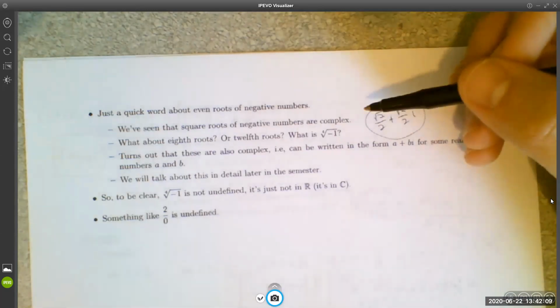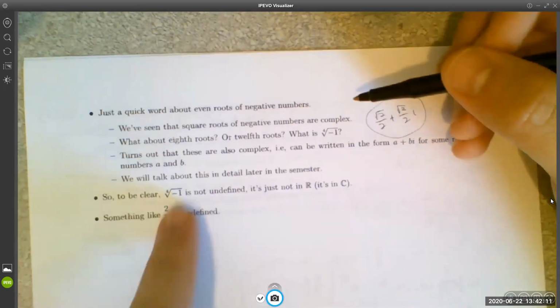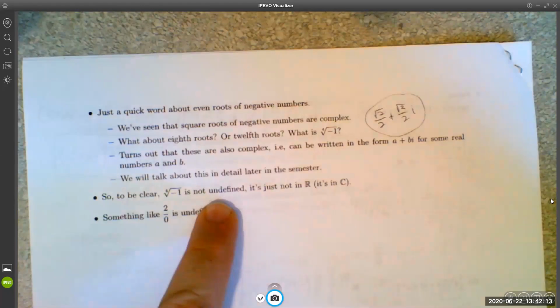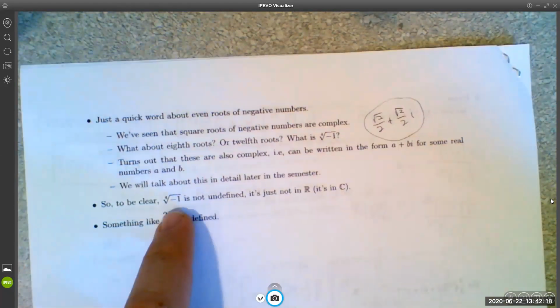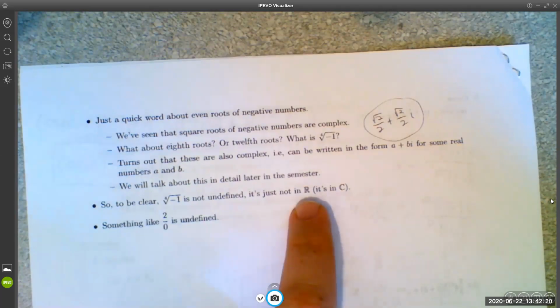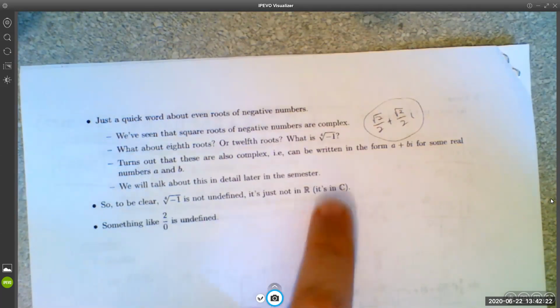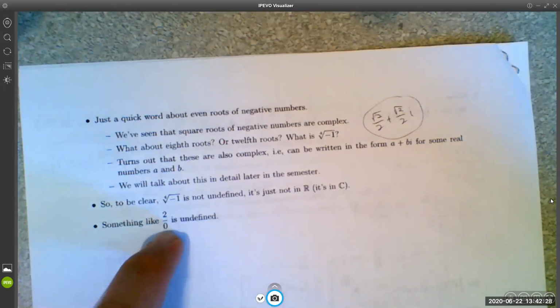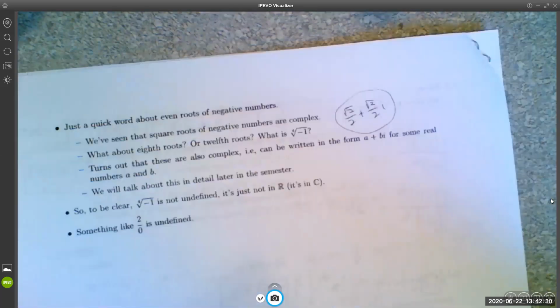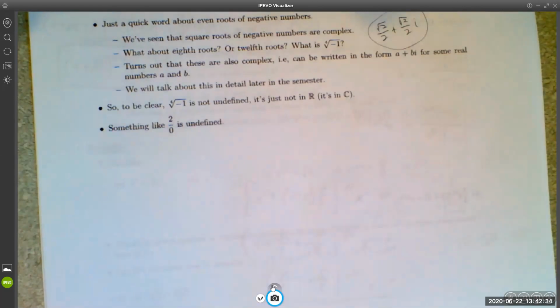But for now, what I want you to understand is that the 4th root of -1 is not undefined. It's defined, right? There is a 4th root of -1. It's just not a real number, right? It's a complex number. Whereas something like 2/0, now that is undefined. That's nonsense, right? 2/0 is just straight nonsense. Okay, so that's it for this section.